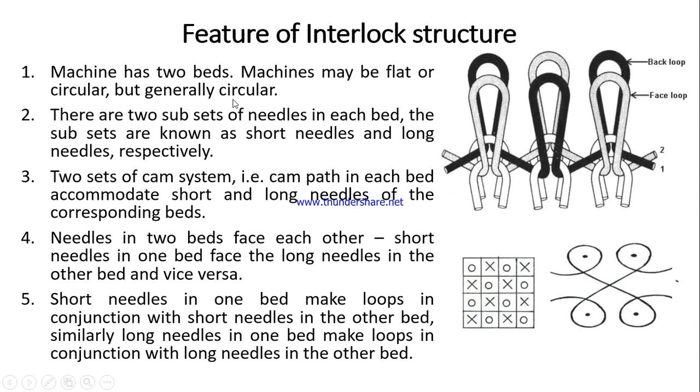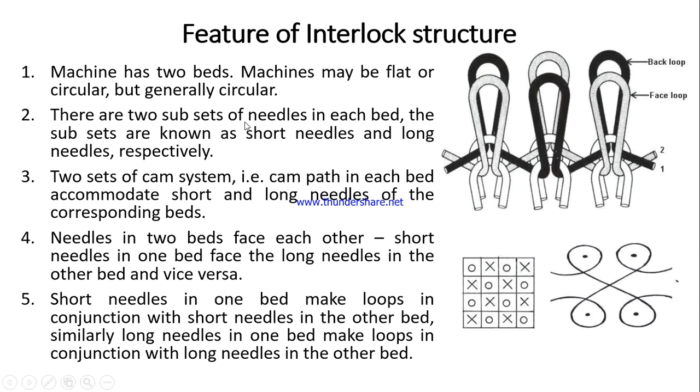Okay, you know the difference between the interlock and rib. The rib machines are rib knitting machines, interlock machines are interlock jersey knitting machines. So they are different structures and they can be prepared in different machines. But in an interlock machine you can prepare rib jersey also. That I already mentioned in my last lecture.